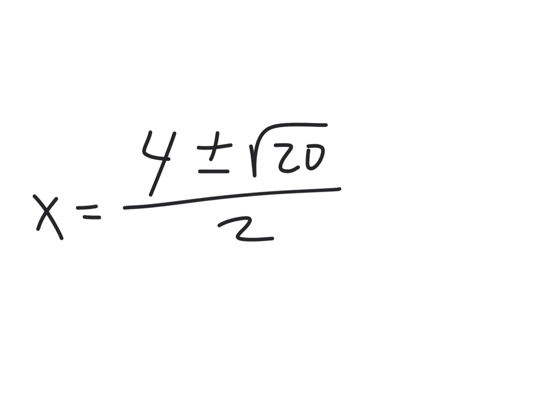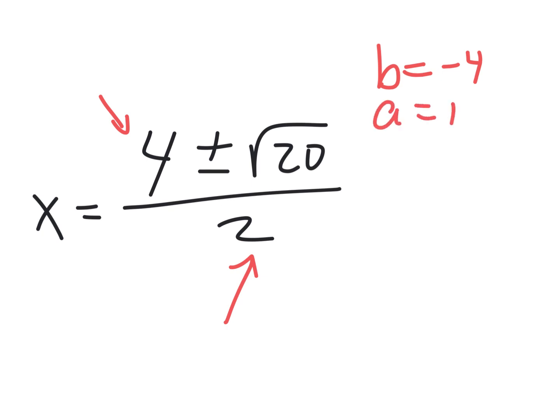Do you get this as the quadratic formula? Who can tell me what b must have been? Say it if you know it. B must have been negative 4 because, you know, that's negative b all over 2a. Well, what did a have to be?